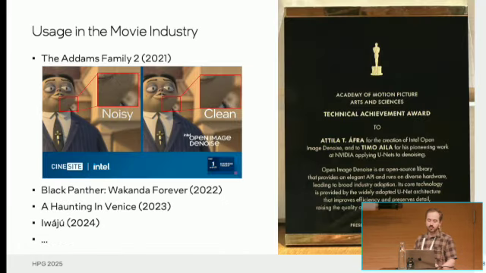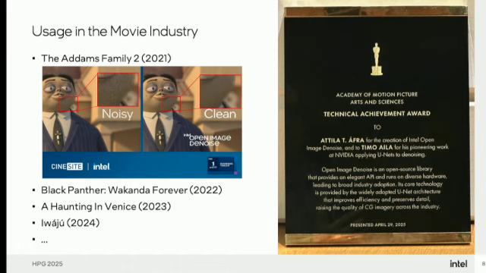It gained wide adoption in the movie industry as well, for which it was recently recognized with a SciTech Oscar. And the first movie that actually used OpenImage Denoise was The Addams Family 2. And Cinesite was one of the major early studio adopters of the library for this. Since then, it has been used in many other films as well. Here are just a couple of examples. And multiple studios made OpenImage Denoise part of their default workflows.